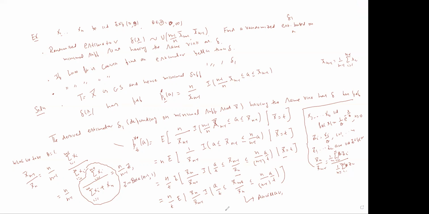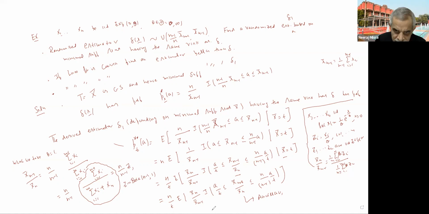Right. Okay, so if that is the case, then this becomes N by T, the expected value of X bar N upon X bar N minus 1 becomes N minus 1 by N into 1 by Z. Is that okay?